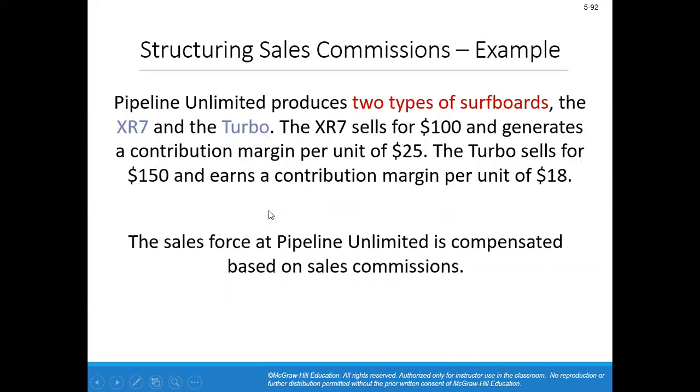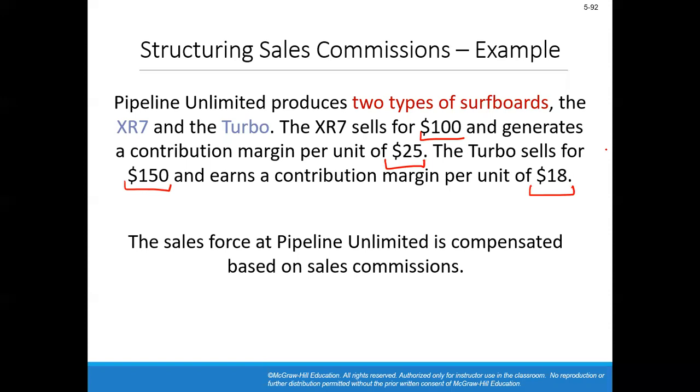Let's look at an example here. Pipeline Unlimited produces two types of surfboard. Are you familiar with the surfboard? I believe that you are. The XR7 and the Turbo. The XR7 sells for $100 and has a contribution margin of $25. The Turbo surfboard sells for $150 and its contribution margin per unit is $18.